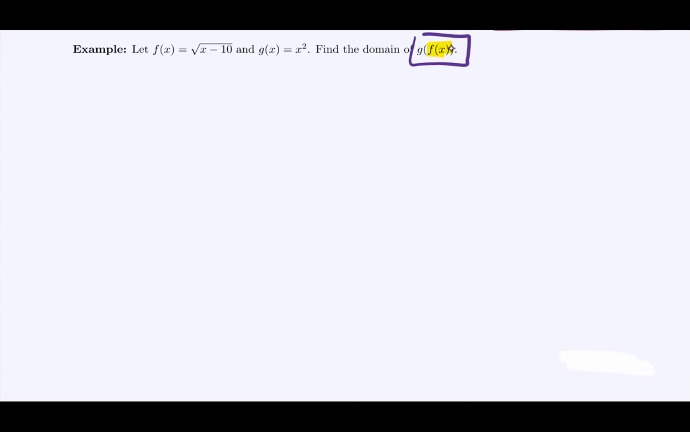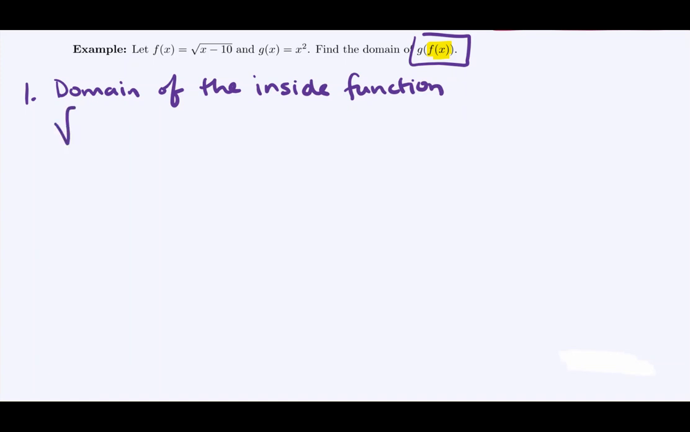Here, f of x is the inside function, so step 1 said find the domain of the inside, which for us, the domain of the inside function is the domain of f of x. So we need to think, what is this domain? Now this is similar to what we did back in 1.2 notes, so why don't you take a moment to think about what is the domain of the square root of x minus 10?